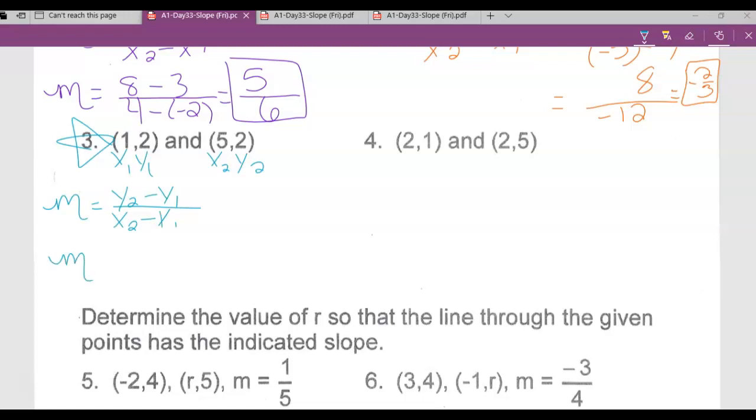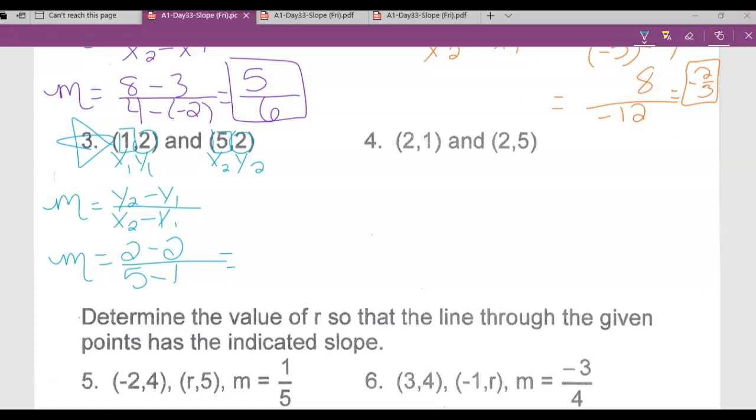To find our slope now, let's fill in all our values. So what is y2? 2 minus 2. 2 minus y1, which is also a 2. 2 minus 2. And on the bottom, what's x2? 5 minus 1.